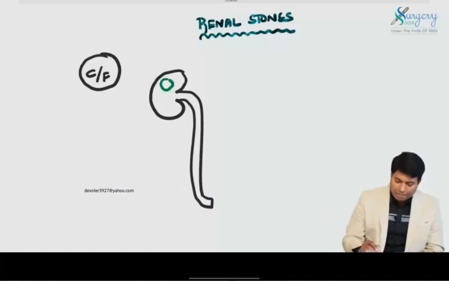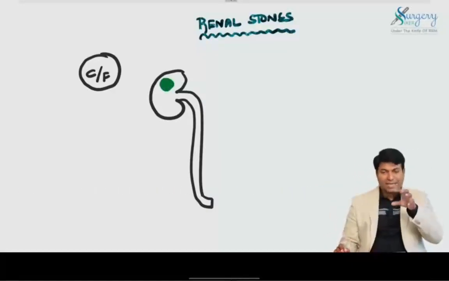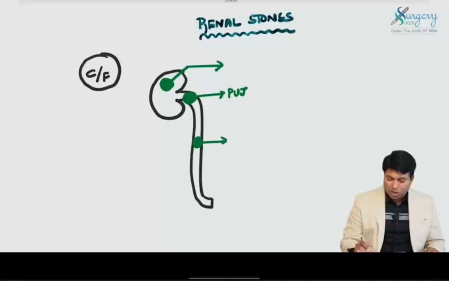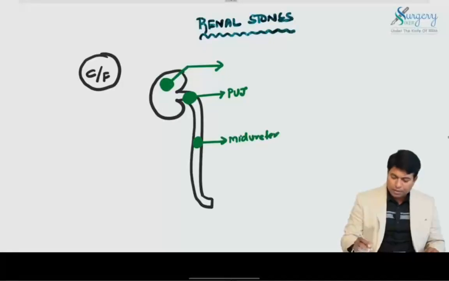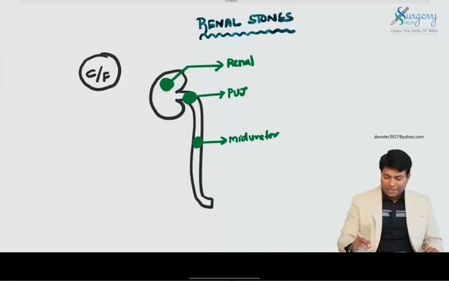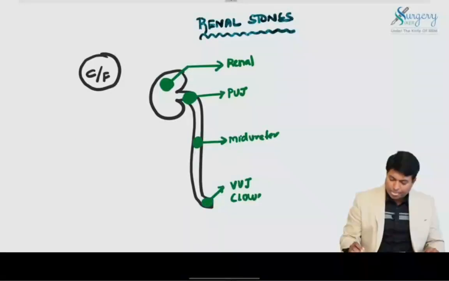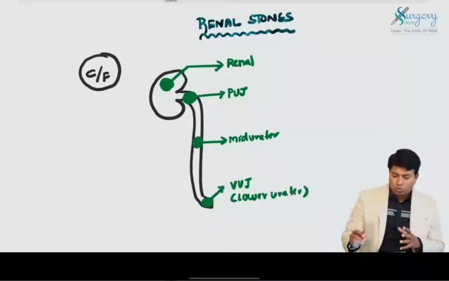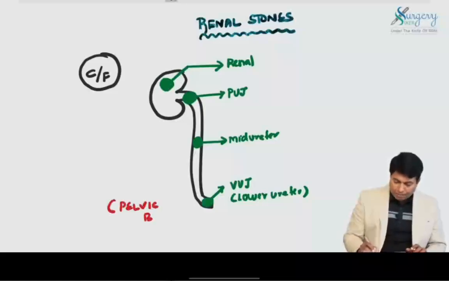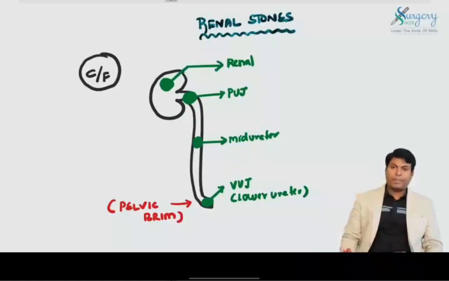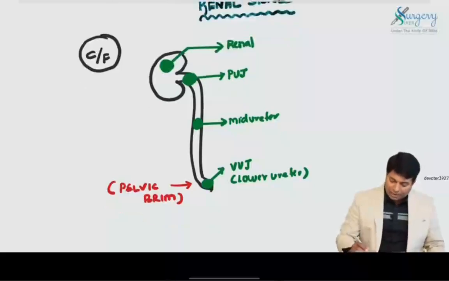The symptoms may happen when the stone is causing some obstruction in the calyces of the kidney, or in the PUJ, the pelviureteric junction, or the stone can get obstructed at the level of the mid-ureter. So: renal stone, PUJ stone, mid-ureter stone, lower ureter or VUJ stone. These are stones at the level of the pelvic brim. Pelvic means this is a bone. At the level of the pelvic brim, the stones are seen in the lower ureter or at the level of the VUJ. Or the stone can be there in the bladder.